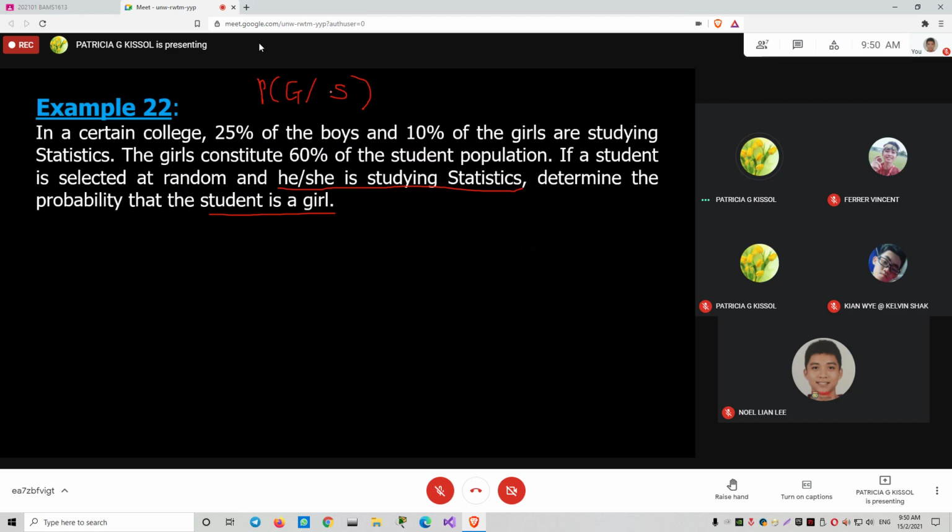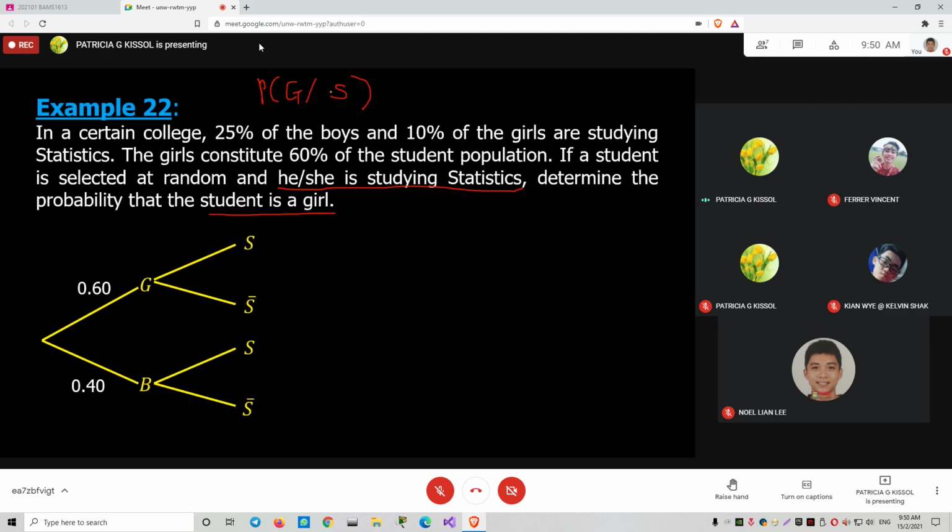So this is the probability tree, just to illustrate and help us understand the question better. We know 60% are girls, so boys are only 40%. From the girls, only 10% are studying statistics. And for the boys, only 25% are studying statistics. So 90% of the girls are not studying statistics, and 75% of the boys are not studying statistics.